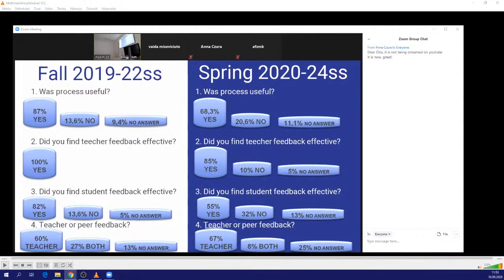In general, I can say that the process approach was definitely useful. I think the majority of them said yes. Was teacher feedback effective? Again, the majority said yes. But during COVID-19, they did not build a relationship with me. So in a way, I'm not surprised that some said, oh, I don't care about the teacher. She just talks and writes thousands of messages. I'm not even listening to her. So I feel that even that was a little bit affected.